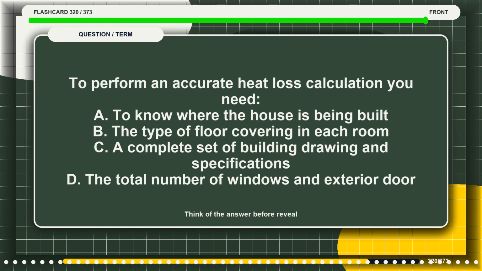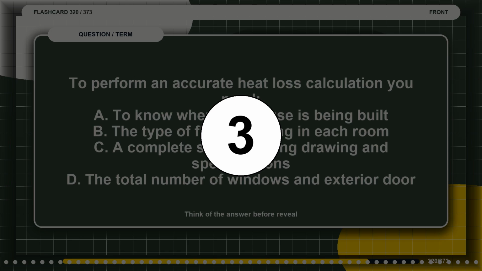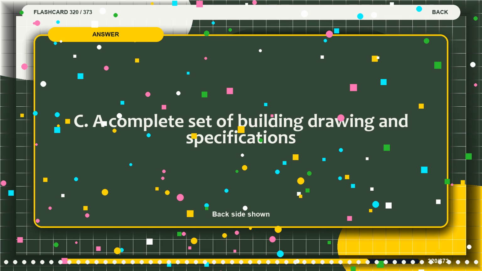Flashcard 320. To perform an accurate heat loss calculation you need A. To know where the house is being built. B. The type of floor covering in each room. C. A complete set of building drawings and specifications. D. The total number of windows and exterior doors. Think of the answer before the reveal. The answer is C. A complete set of building drawings and specifications.